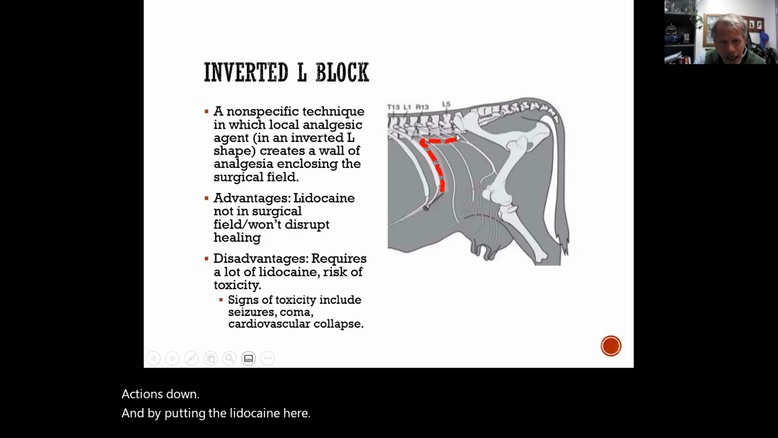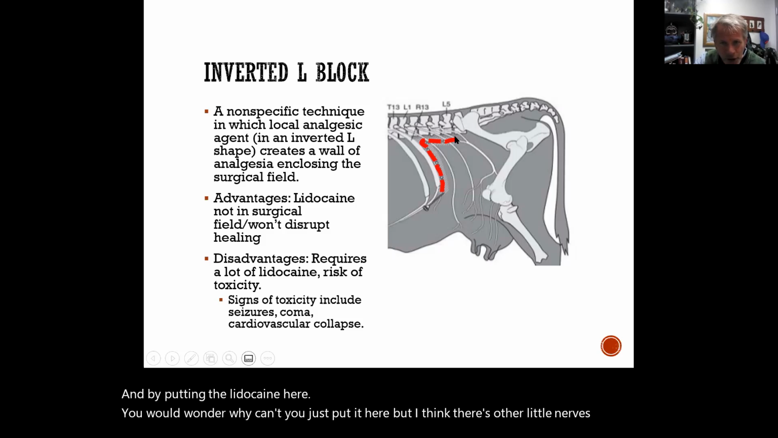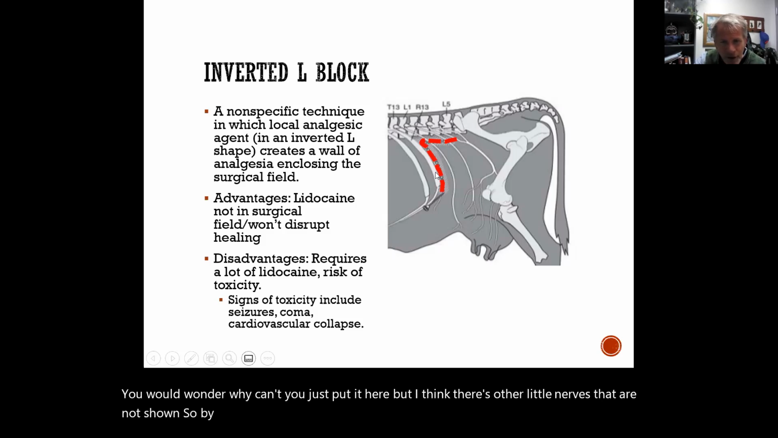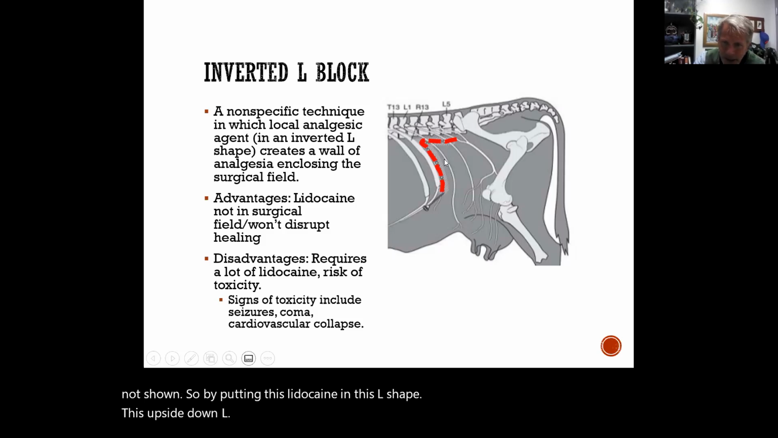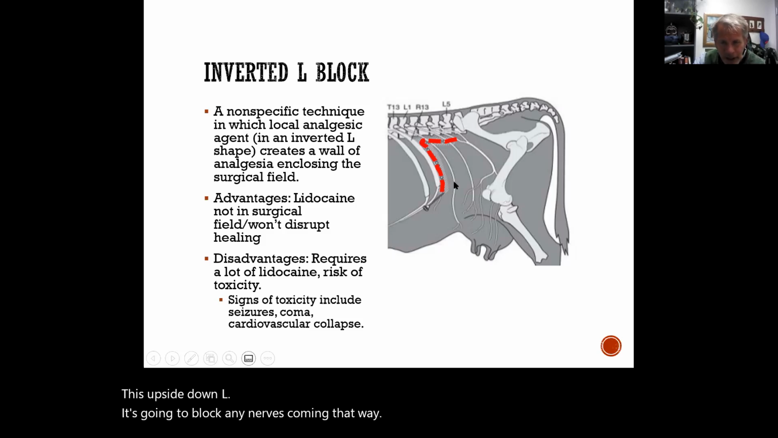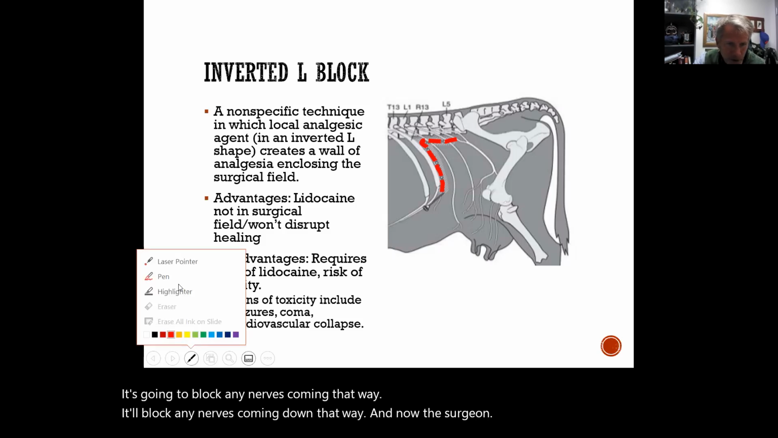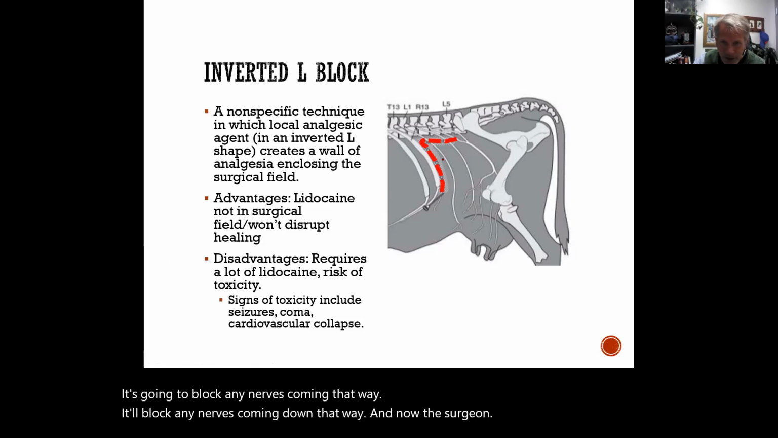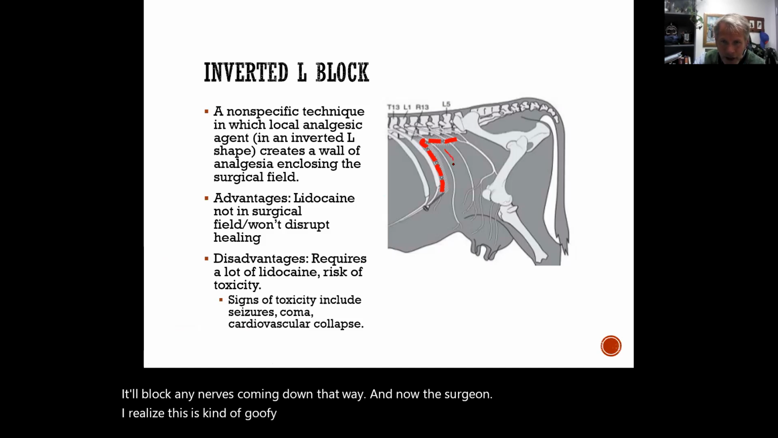I mean, you would wonder, why can't you just put it here? But I think there's other little nerves that are not shown. So by putting this lidocaine in this L shape, this upside down L, it's going to block any nerves coming that way. It'll block any nerves coming down that way. And now the surgeon, I realize this is kind of goofy, but now the surgeon can cut here, and the cow won't feel anything.